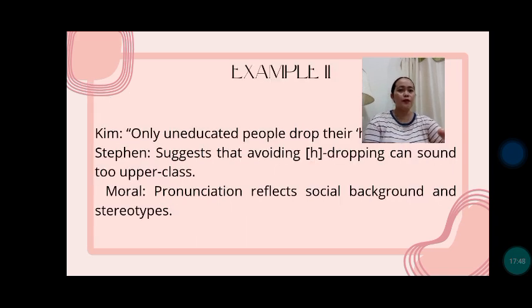I have here an example from the book of Holmes. In example 11, we meet Kim and Stephen having a conversation about pronunciation. Kim says, "Only uneducated people drop their H." But Stephen responds humorously, suggesting that if you pronounce every H too carefully, you might sound overly upper class or even pretentious. The key idea here is that how we speak can trigger social judgment. People often stereotype others based on pronunciation.